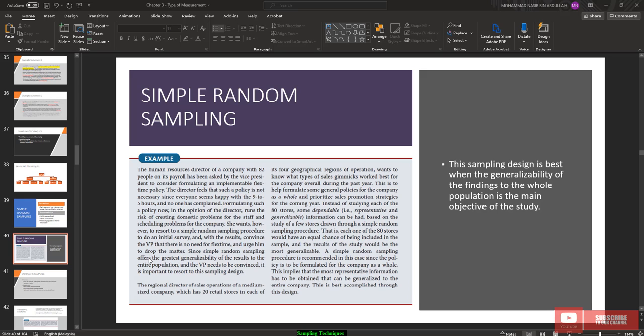Since simple random sampling offers the greatest generalizability of the result to the entire population and the Vice President needs to be convinced, it is important to resort to this sampling technique. So that means you're going to use simple random sampling, right, to get a non-biased response from the people. You can read this one. This is an example from Uma Sekaran's book, which is Research Methods for Business. So I just want to go through it.